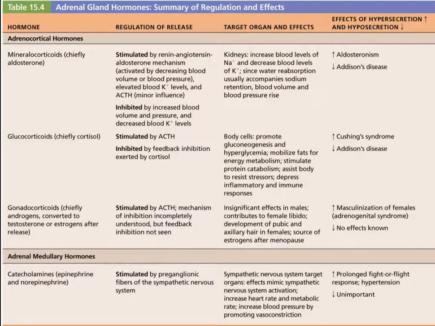Glucocorticoids, that would be your cortisol, stimulated by the ACTH. So again, this would be your body's major stress hormone, right? It helps the body resist stressors. Gonadocorticoids, so these would be things like testosterone and some estrogens, again stimulated by the ACTH. The effects aren't really that significant in males, but in females they can cause masculinization.